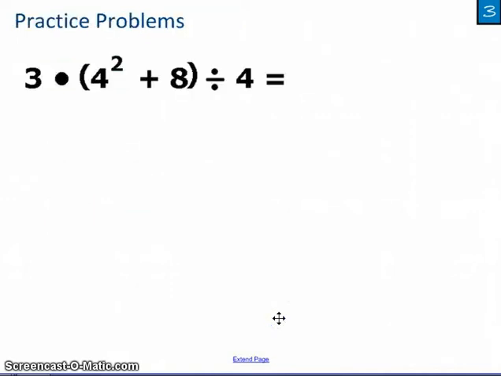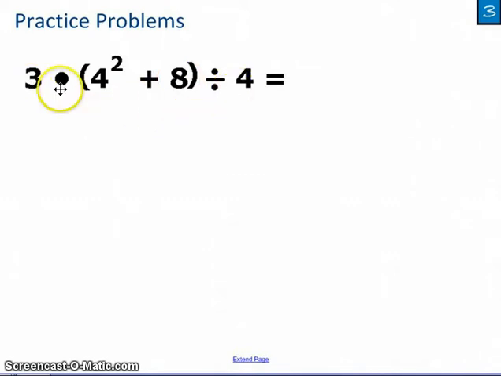Let's try something a little harder here. All right, again, I've got to do what's in parens first, but within the parens I've got a couple of operations. I've got to do 4 squared, and then I've got to add 8. Well, 4 squared is 16, and 16 plus 8 is 24. So what I really have here is 3 times 24 divided by 4.